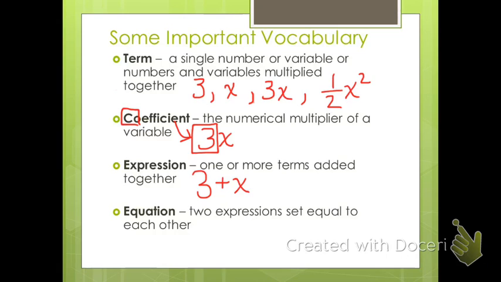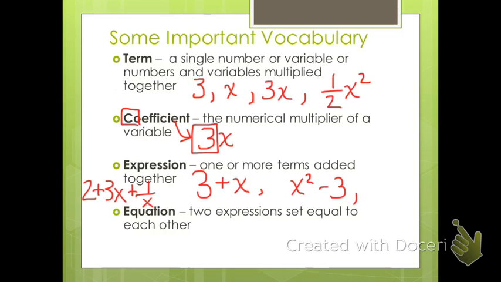I could have something like x squared minus 3. That would be an expression. I could have several terms together. I could have 2 plus 3x plus 1 over x. Okay, so it could be lots of different things like that. Those are expressions.